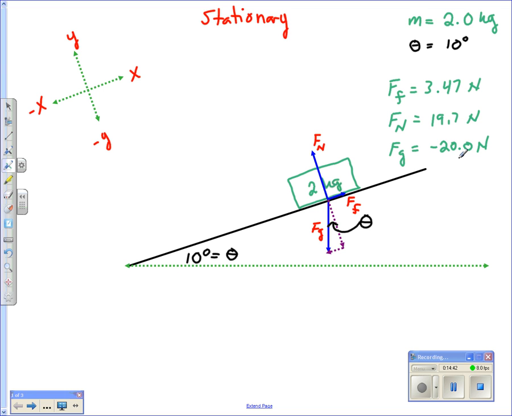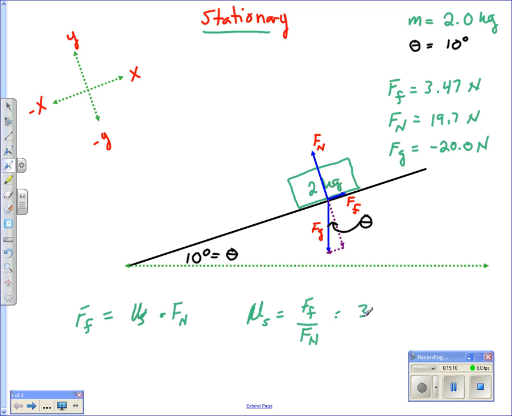The last thing you'd want to do in a problem like this is, because the object is stationary, we can calculate the coefficient of static friction. Now, friction, if you remember, is essentially the coefficient times the normal force. And when we're trying to find the coefficient, we can write the equation as the force of friction divided by the normal force. Now it's newtons over newtons, so the units cancel.